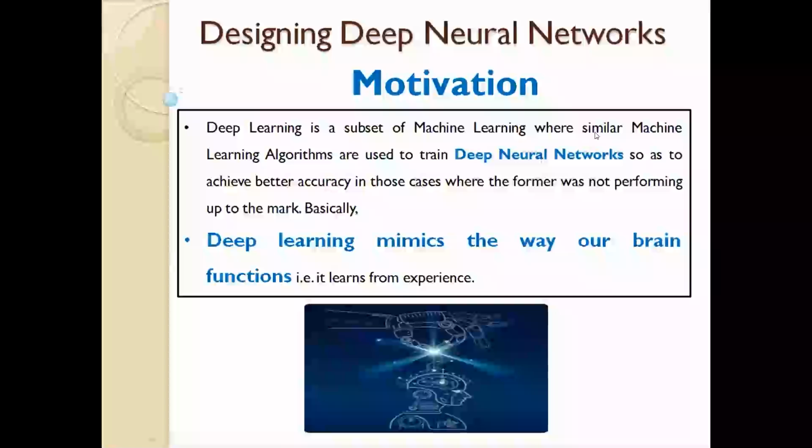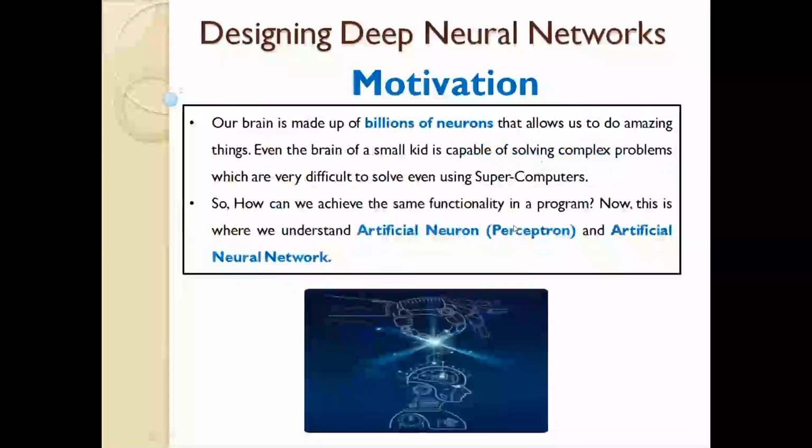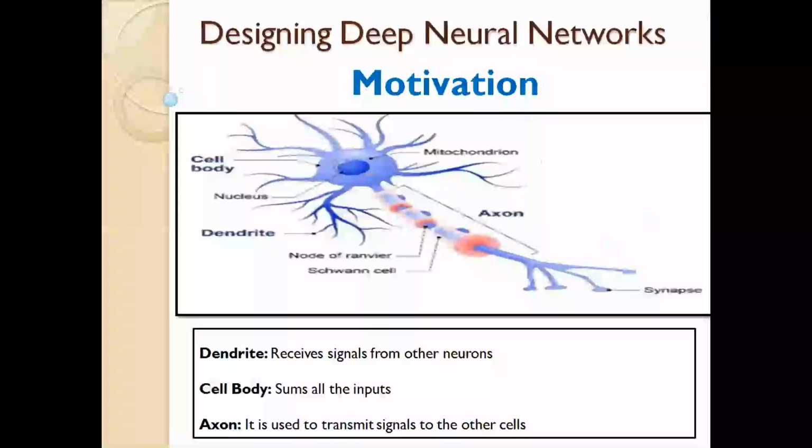So scientists took inspiration from the biological neuron, and they analyzed it. They came to know that the biological neuron works on the basis of these three factors. This is the biological neuron diagram. We don't have to spend much more time here. In this, there are three major parts: dendrite, cell body, and axon.